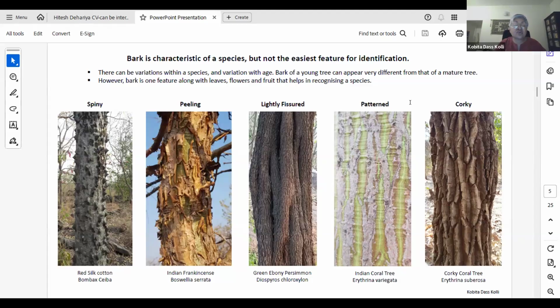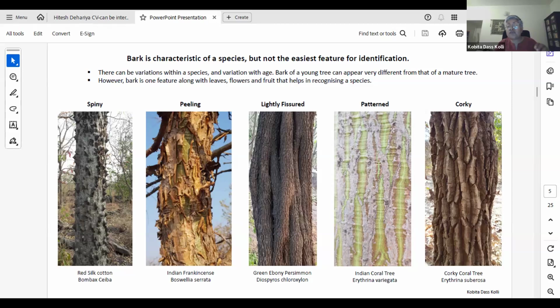Silk cotton has big wide thorns, as you can see in the first picture. Then you have Boswellia, which has this peeling bark. You can actually see the green, new fresh bark underneath. The bark turns dry and papery and peels away. Then you have Diospyros chloroxylon with the lightly fissured bark, very characteristic. So get the entire trunk with the bark.